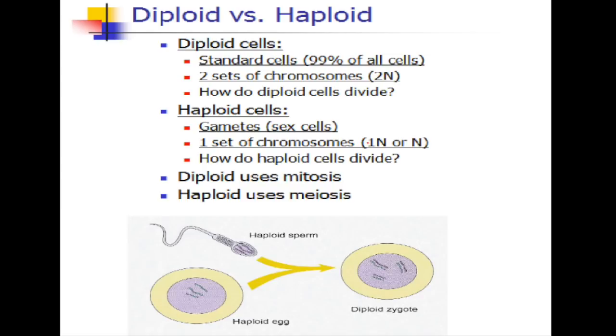And if we didn't divide the number of chromosomes by half, every time an egg and a sperm combined, you would actually be doubling the number of chromosomes, which would be an entirely different species. And so we have to be able to reduce the number of chromosomes so that when they combine during sexual reproduction, you end up with a baby that has the same number of chromosomes as the parents. And therefore, the baby is still human.